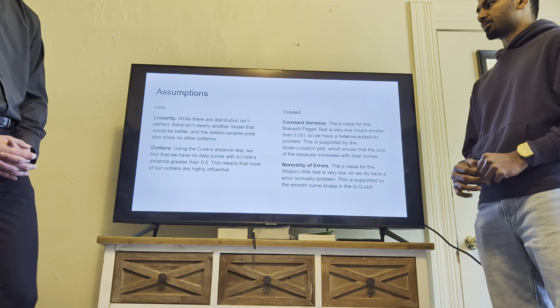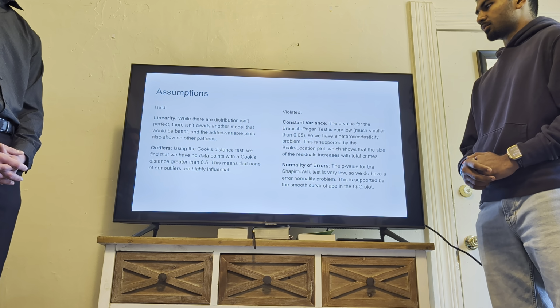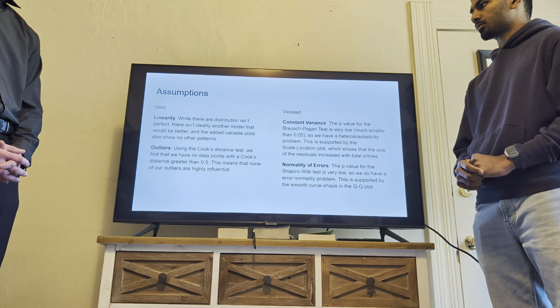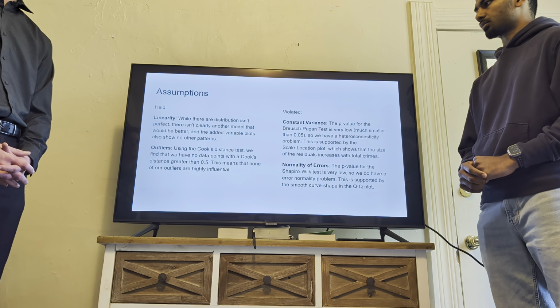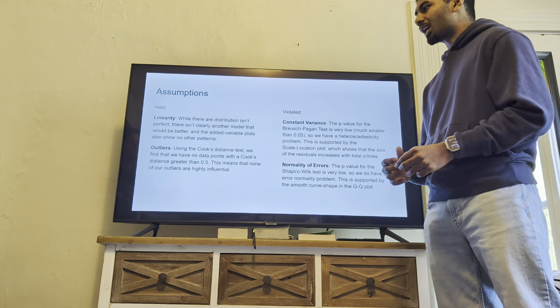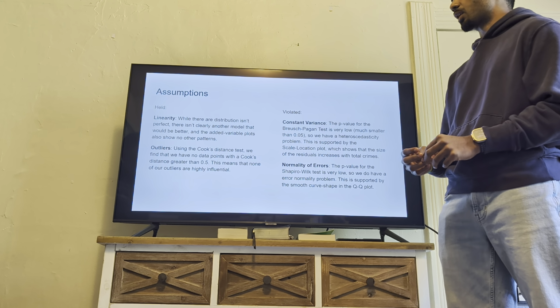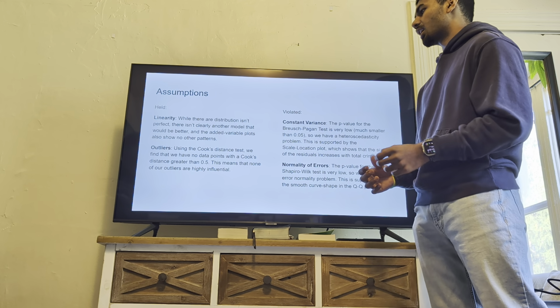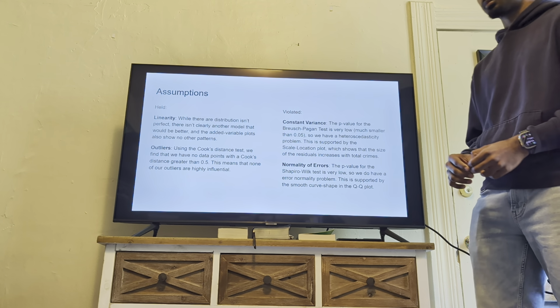So to summarize, the assumption of linearity, while the distribution isn't perfect, there isn't clearly another model that would be better, and the added variable plots also show no clear patterns. Along with that, the other assumption that was held was the outliers. Using Cook's distance tests, we found that we have no data points with a Cook's distance greater than 0.5. This means that none of our outliers are highly influential.